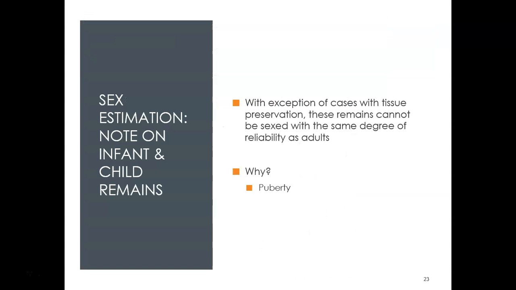A note, as such: we don't do sex estimation, generally speaking, on infant and child remains because they have not undergone puberty and have not yet developed these secondary sexual characteristics, plus the skeleton itself is still in the process of developing. So as such, a lot of features on the bones are simply underdeveloped. They're not as highly visible as they are in adult skeletons.